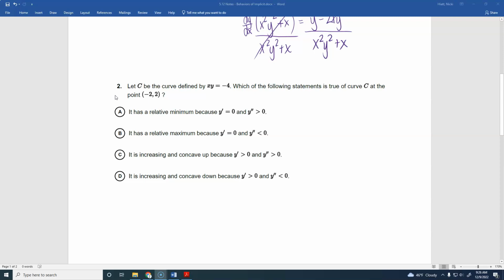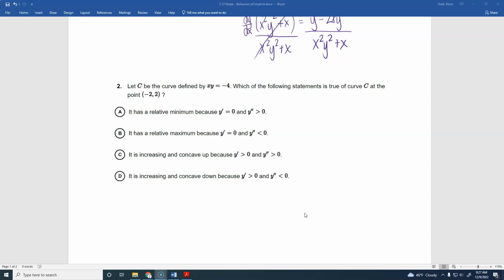C is defined by xy equals -4. Which of the following statements is true of curve C at the point (-2, 2)? Okay, so you can see here that it talks about a first derivative and a second derivative on all of your explanations. So this is an example where you would use that second derivative test.